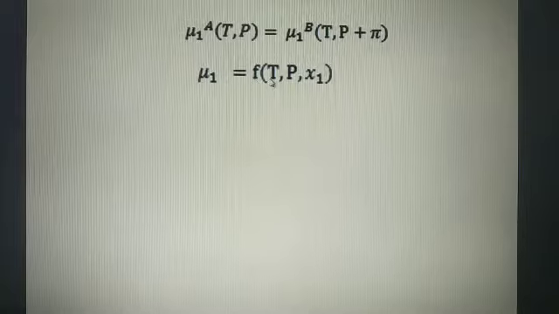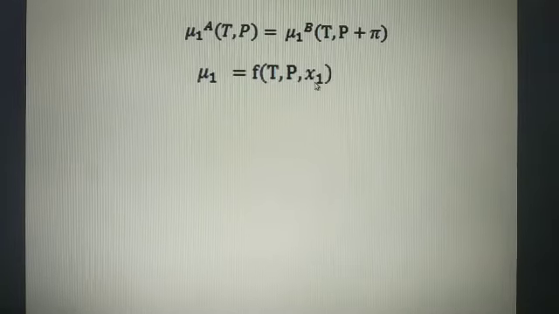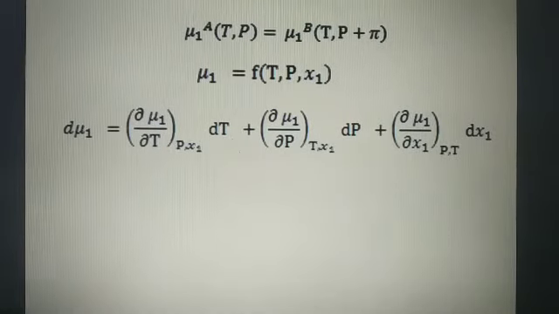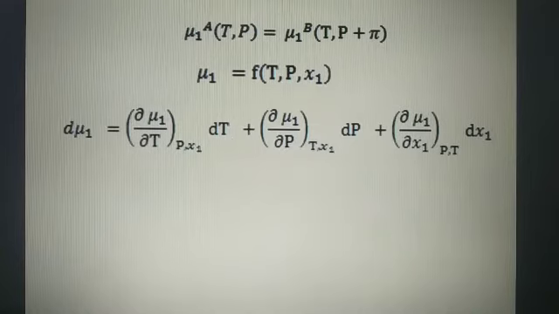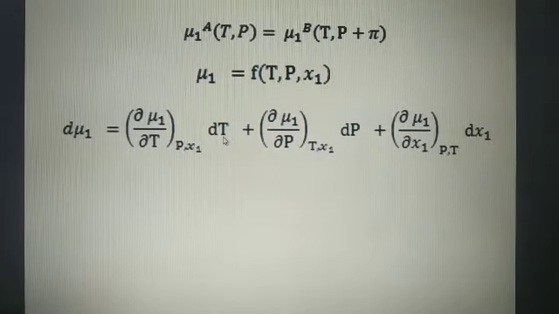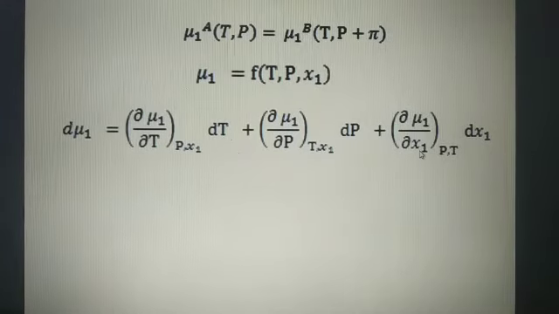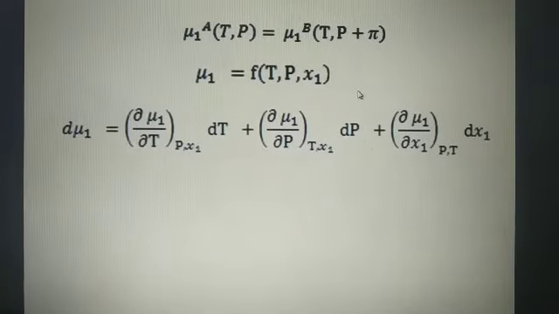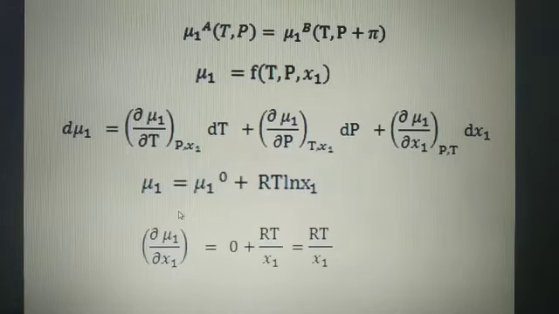Mu1 is taken as a function of temperature, pressure and mole fraction. If I write the differential of the chemical potential, then d mu1 is equal to the partial derivative of mu1 with respect to T, at constant P and x2, multiplied by dT. In the same sense, there is the differential with respect to P and with respect to x1, all linked with the solvent, nothing more. Now if you take the temperature as constant, then dT will be equal to 0.